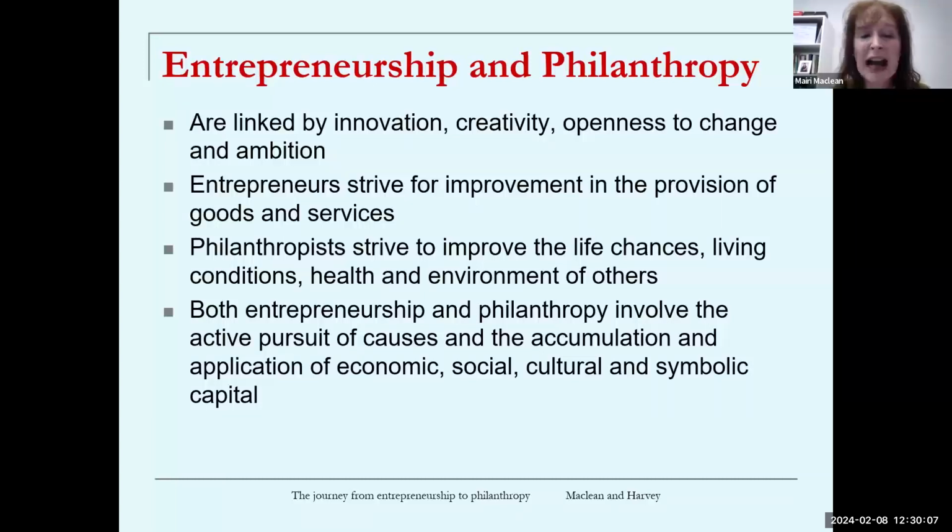So they both involve an active pursuit of causes and the accumulation, in a Bourdieusian sense, of economic, social, cultural and symbolic capital. So it's all about this transformational character of what they're doing and also what happens to them in the process. And one of the interesting things from our research is that self-made entrepreneurial philanthropists, their lives are often subject to a more sweeping transformation. And it can be quite an emotive subject, moving from entrepreneurship to philanthropy. Often they don't know what to do. They may sell a business and become relatively rich overnight, having been feeling actually relatively poor.